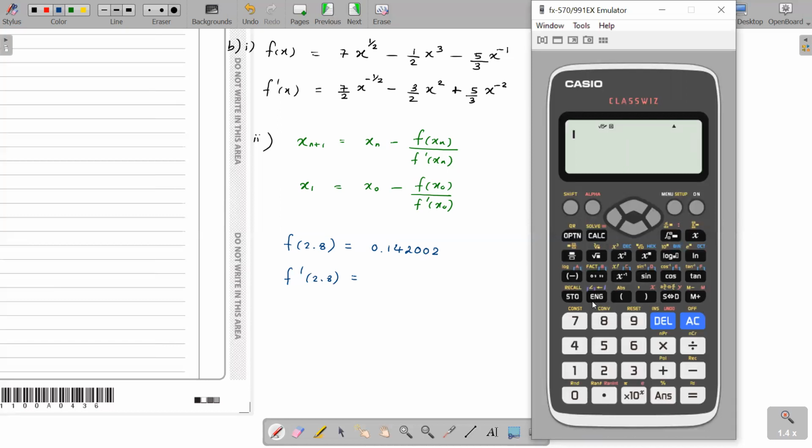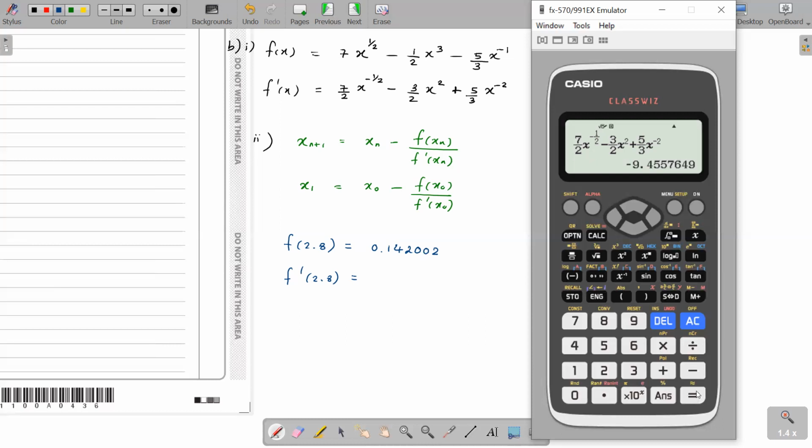So our f dash x equation is 7 over 2 x to the power minus half, minus 3 over 2 x to the power 2, plus 5 over 3 x to the power minus 2. This is okay. 7 over 2 x to the power minus half. Yes. Okay, so then let's calculate.